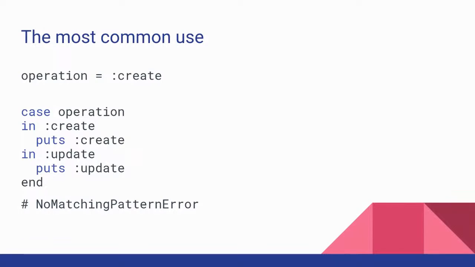A very common use of pattern matching in Ruby is to take some complex decision using the case in statement. That's very similar to case when, for those familiar with Ruby. But the difference is, by using the case in keyword, we're telling Ruby to use pattern matching, and by doing that, we're going to have a big difference between case in and case when.